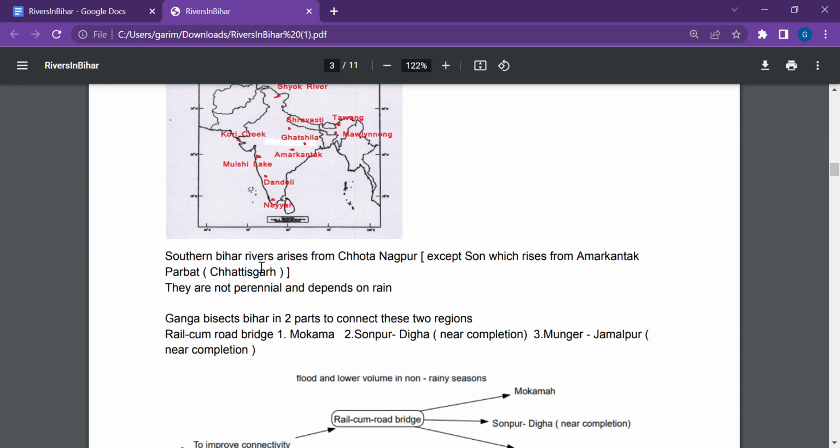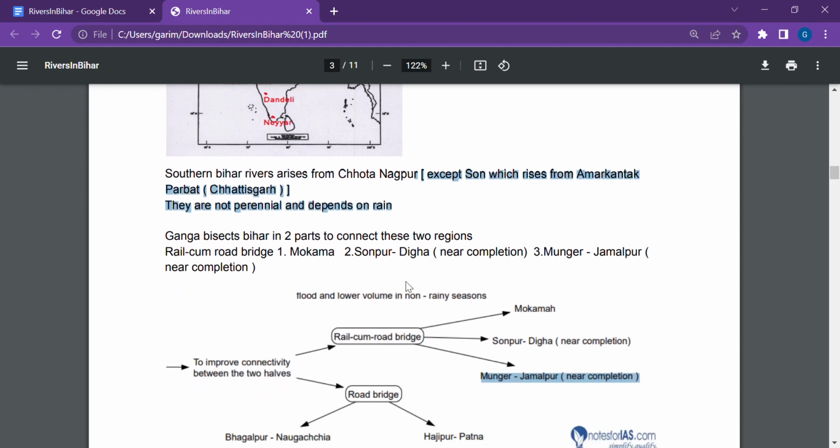The southern rivers of Bihar arise from Chota Nagpur except Son, which arises from Amarkantak Parvat, which is in Chhattisgarh. They are not perennial and depend on rain. Ganga bisects Bihar into two parts, and since Bihar is bisected into two parts, we need to connect both parts of Bihar, and for that purpose we have rail cum road bridges.